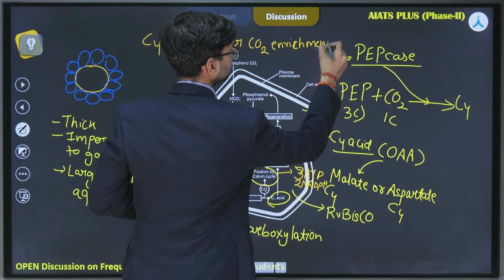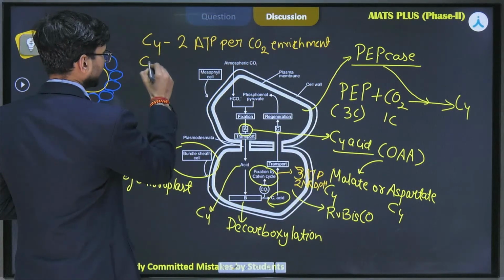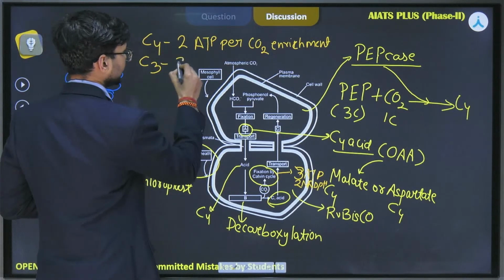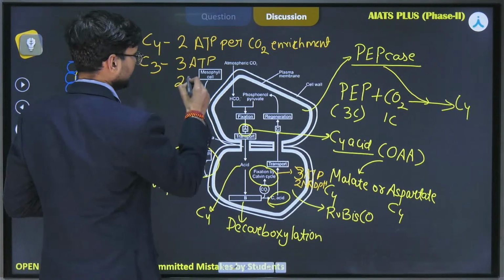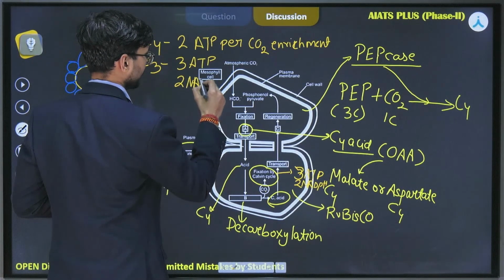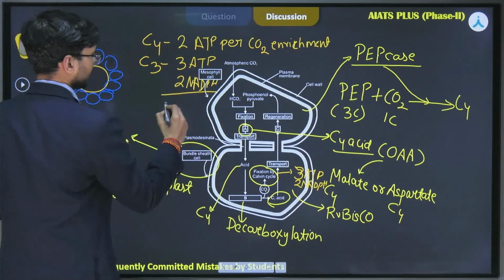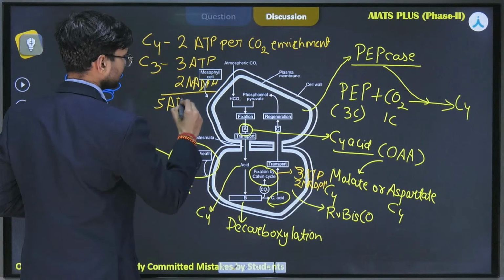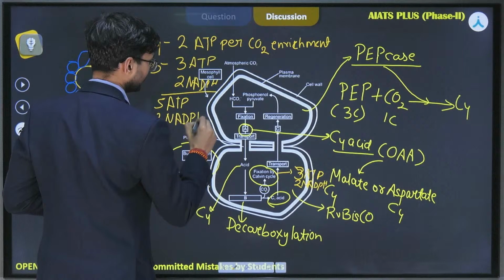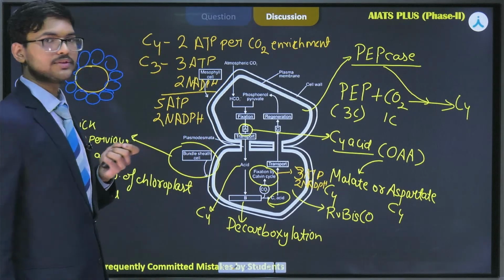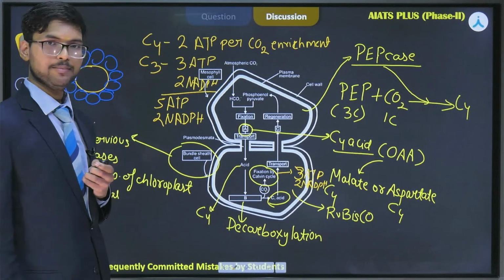Okay, in the bundle sheath cell, plus, obviously, the C3 cycle is carrying on. So here 3 ATPs are utilized and 2 NADPH are utilized. So in total, 2 and 3, that is 5 ATP, are required and 2 NADPH are required. So in case of the C4 cycle, there is a requirement of 5 ATP and 2 NADPH.